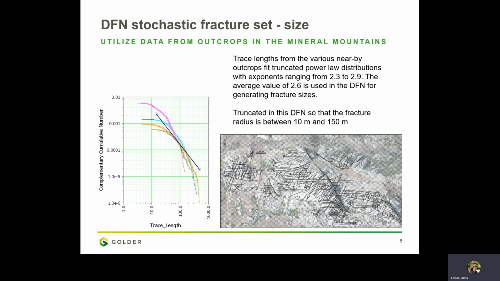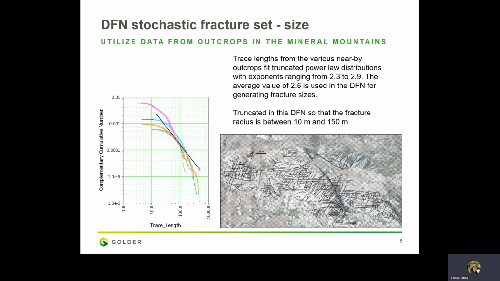As I said, we have those outcrop trace length measurements. Here's a map. I believe this one's Salt Cove. And we can measure the lengths of these traces and plot them on this log-log plot, where we're looking at a complementary cumulative number versus trace length. So we're just counting up the fractures at different sizes and plotting them on this log-log plot. And so we have the four different outcrops shown in the different colors here. And where we see linear slopes on a log-log plot, that's showing a power law size relationship of the fractures, and it's generally what we expect.